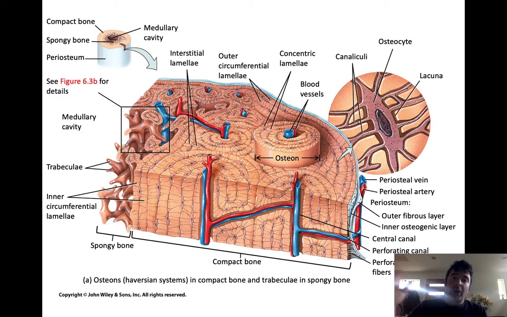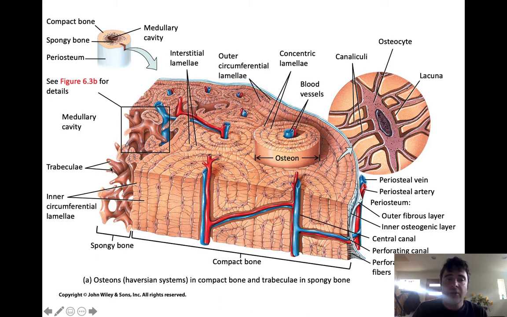Now, even though spongy bone and compact bone are made of the same stuff, meaning the ingredients are the same, right? You have calcium salts, which make bone hard. You have collagen fibers, which make bone flexible. The way that the bone is formed is a little bit different in spongy bone as opposed to compact bone connective tissue. So if I was to ask you to identify the specific tissue indicated by the pointer, all this stuff over here is spongy bone connective tissue.